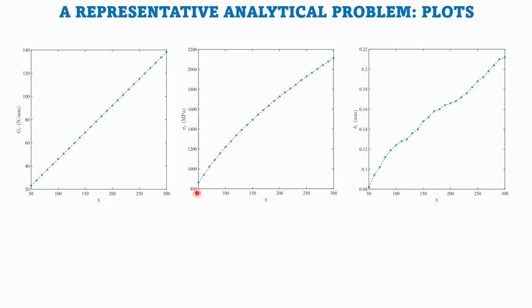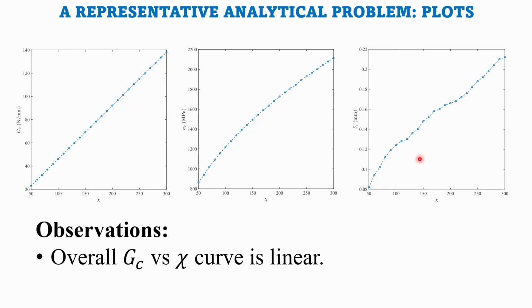For sigma c, we got this curve. This can always be fitted in a regression analysis, and you can always find an expression for this. And delta c kind of looks like this, which is not important for us right now. So the main observation: the overall GC versus chi curve is linear. This is what will help us.